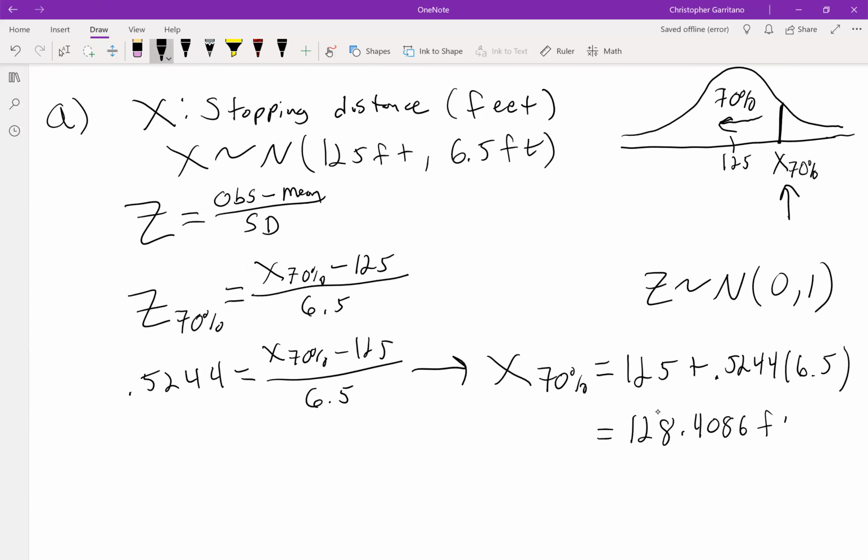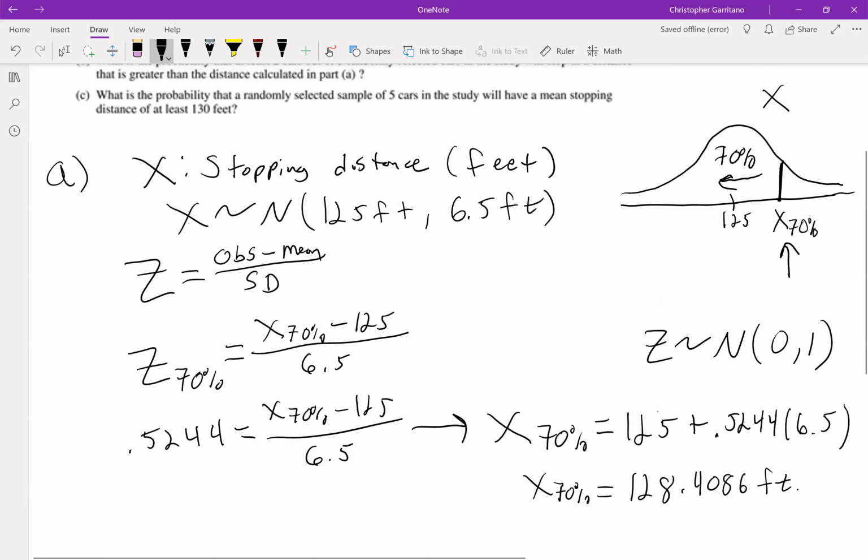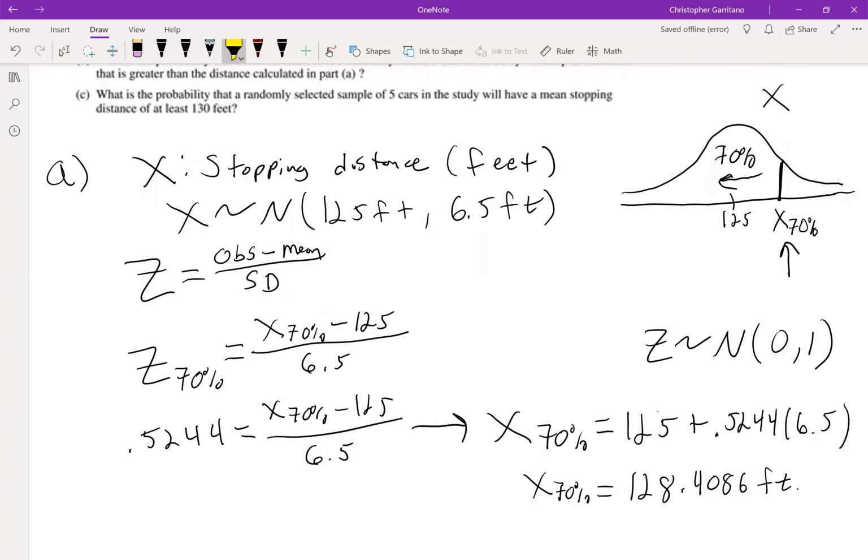128.4086 feet. And this is your 70th percentile. All right, so I maybe went ahead and showed more steps than are necessary, but I'm going to highlight now what I definitely think you should show. Define your random variable, define your distribution. It wouldn't be a bad idea to show this equation, and then you can go ahead and show your final answer, of course, in context. So that means with units.